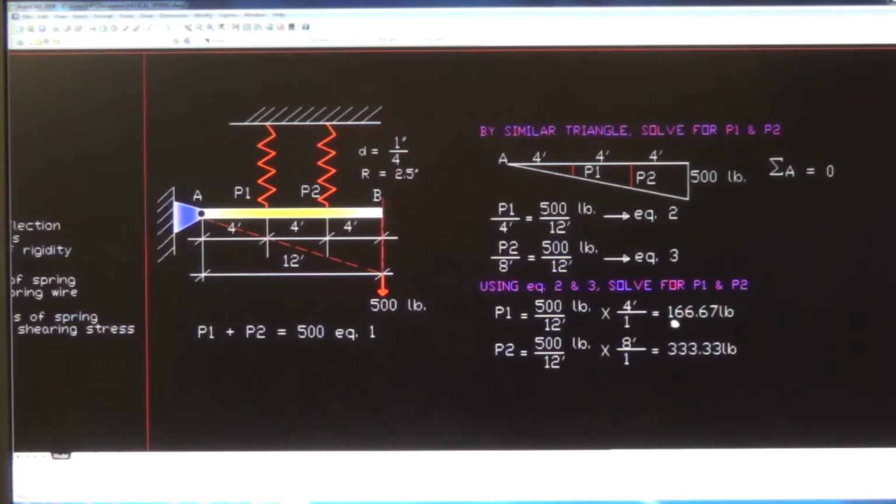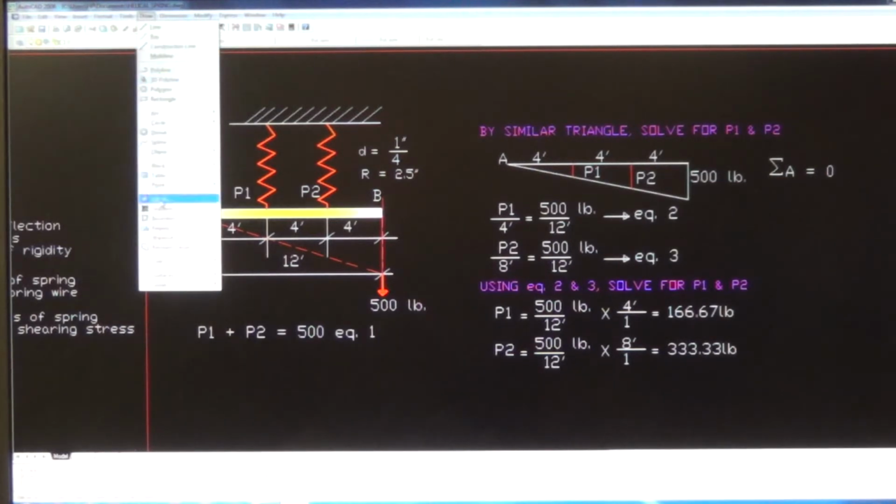Alright, so we have 166.67 pounds for P1 and 333.33 pounds for P2. Now, to make sure that both our answers are correct, we have to substitute these values in the general equation number 1. This is P1 plus P2, which should be equal to 500.